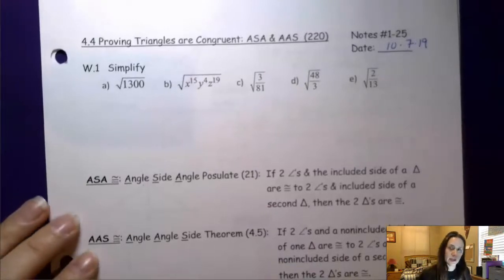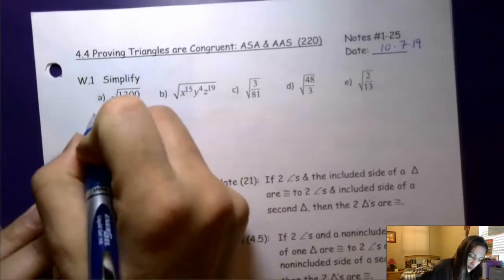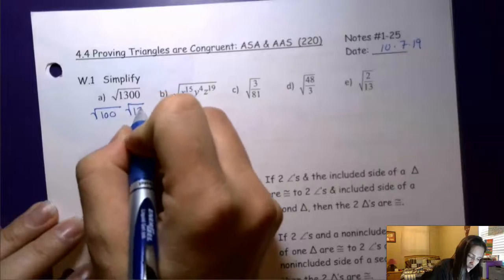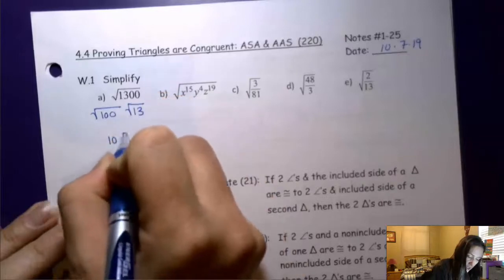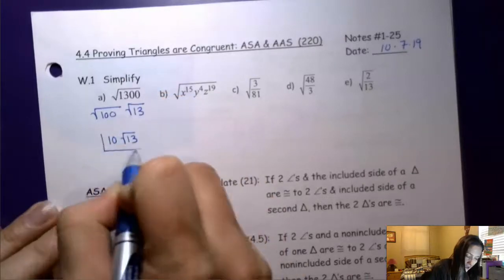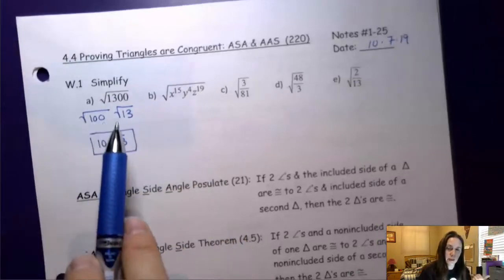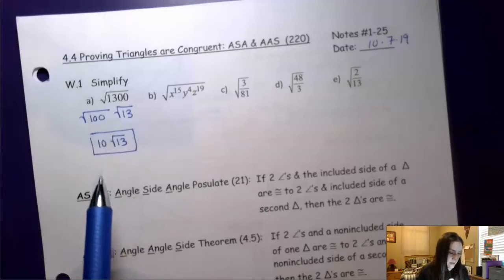Remember, you're looking for the biggest perfect square. The biggest perfect square here is going to be 100 times 13. So our answer here is going to be 10 root 13. Again, I always put the perfect square in the first spot so I can take the square root and it's already in the first position.